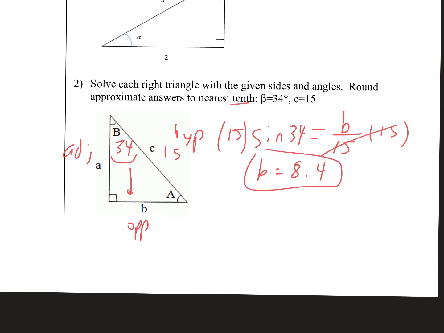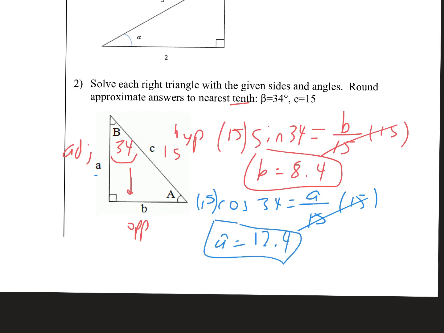Okay, so the next up, we'll find A. For A, we're going to use a cosine here. So cosine 34 equals adjacent, which is A, over hypotenuse, which we know is 15. So we'll multiply that 15 over, cancel that out. So now 15 times cosine of 34 will give us 12.4.